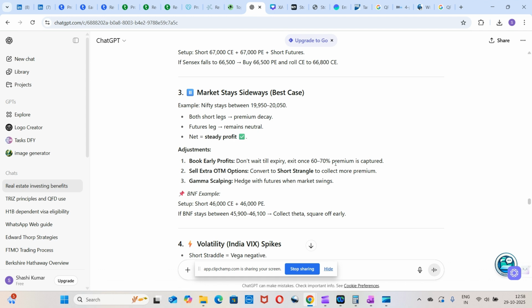And you book your profits when such a thing happens, and when 60 to 70% premium you have captured, you exit that. And you can do gamma scalping, hedge with futures when market swings happen. Okay, sell extra OTM options if you want to convert into a short strangle to collect more premium. So those things we can do. But yeah, book early profits and leave. That's the best thing to do.